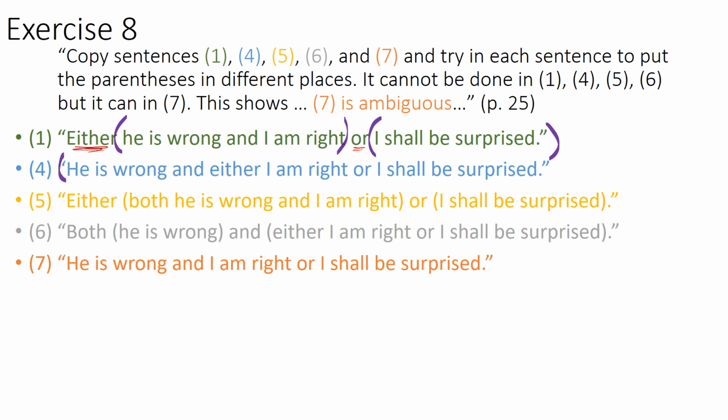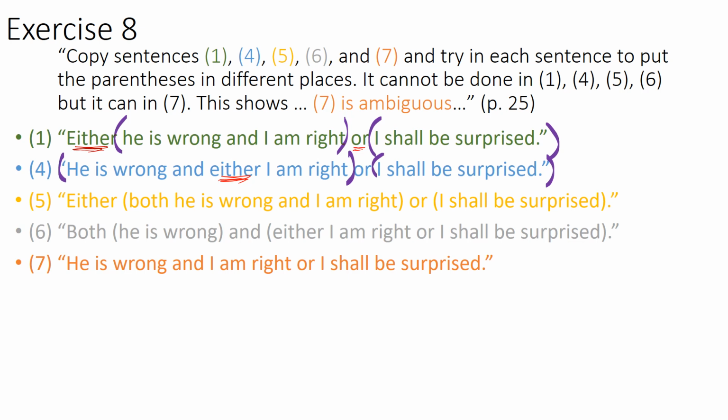He is wrong, and either I am right, in parentheses. I shall be surprised, in parentheses. Does this make sense? No, I don't think so. Why is that? Well, again, I think it's the word either. This time, either is not at the beginning of the sentence, it's within the sentence. Nevertheless, you would suspect that either as a word indicates a disjunction, and disjunction should be grouped together. But here it is broken up, it's split apart, so to speak. So that doesn't make sense.